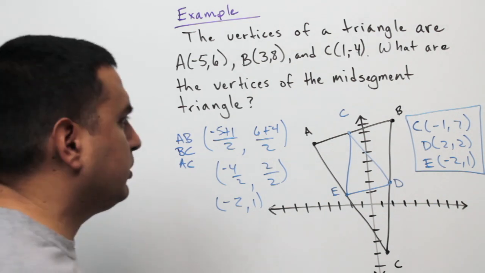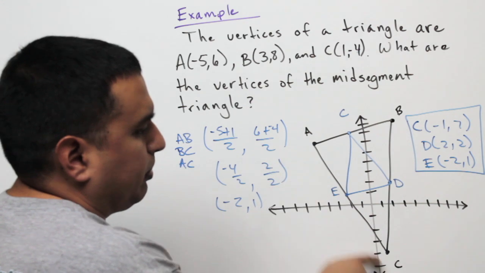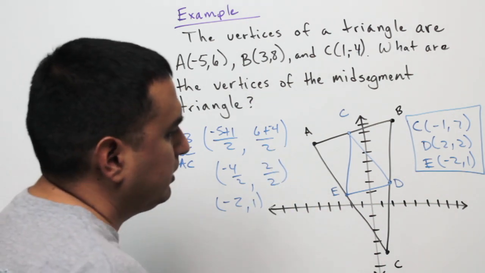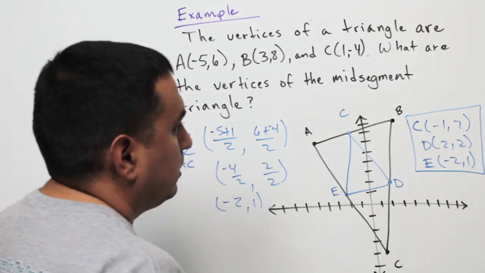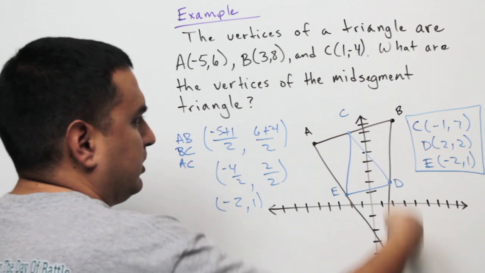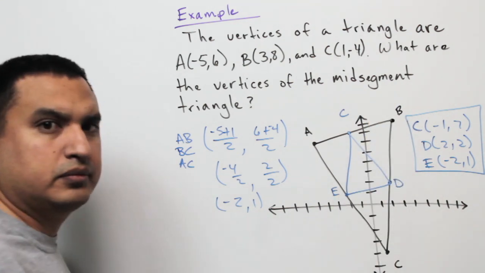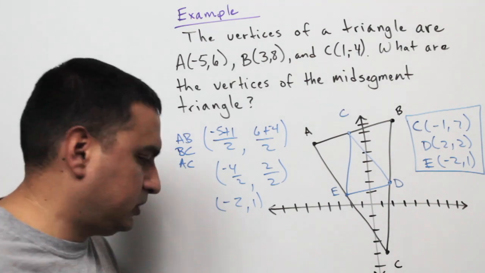One other thing that we didn't mention before is that each of these midsegments, so like CD, is going to be parallel to segment AC. Segment DE would be parallel to segment AB. And then segment EC would be parallel to BC. And you can check that by looking at the slopes.